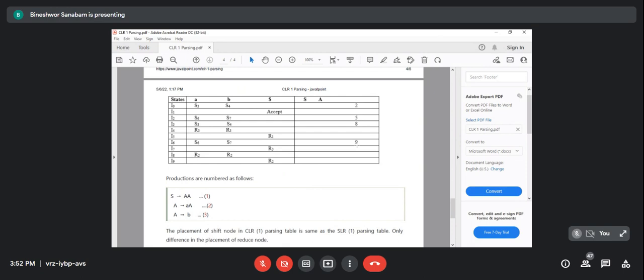Yes, sir. So if you combine those rows which have the same states: I36, this I3 will be replaced with 36, and this I6 replaced with 36. So just combine those, and you'll get a new row for I36.